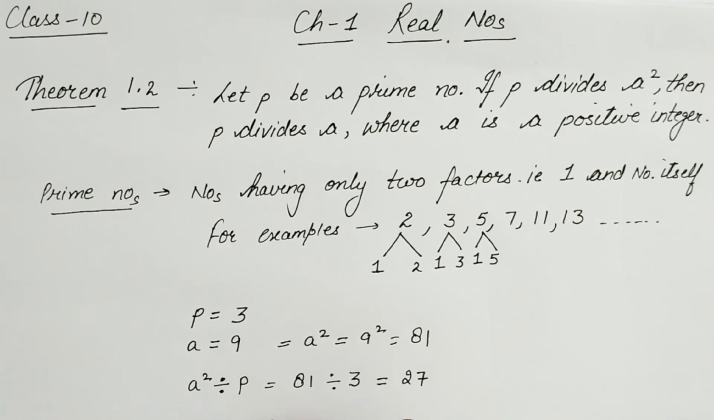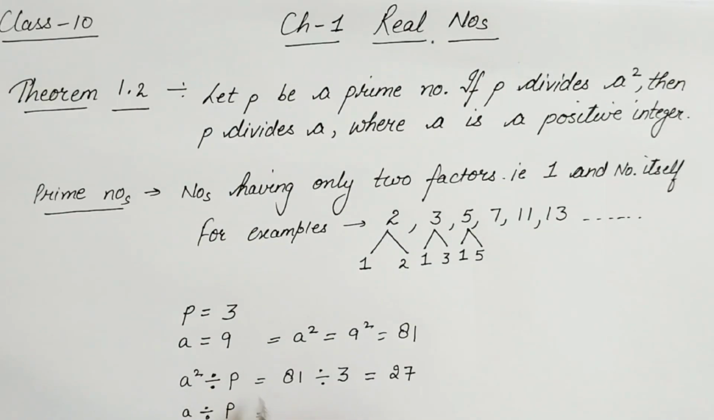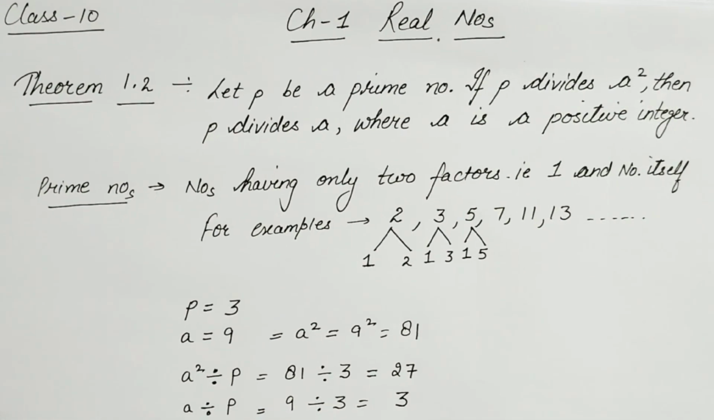Yes, we'll check here. P divides A square, which is 81 divided by 3. Then P will also divide A. So what is A here? P will also divide A. Let's check this also, whether it is dividing or not. What is A? A I have taken 9. And P I have taken 3. Yes. So the theorem says, let P be a prime number, and if P divides A square, then P divides A, where A is a positive integer. So with this example I have explained it to you, I hope it is clear to you.